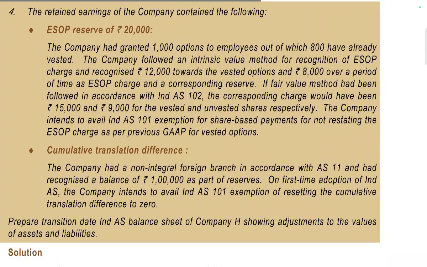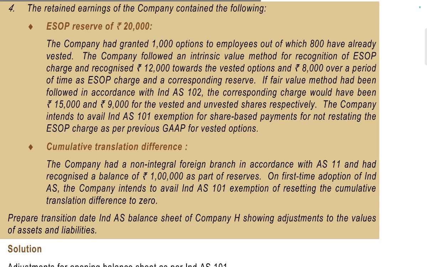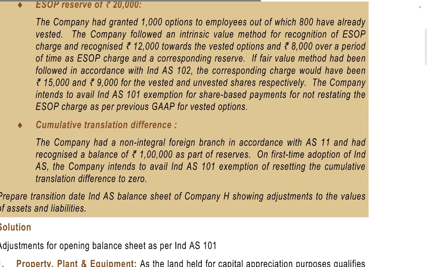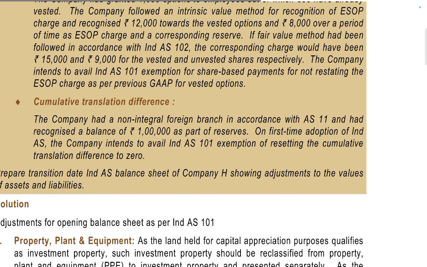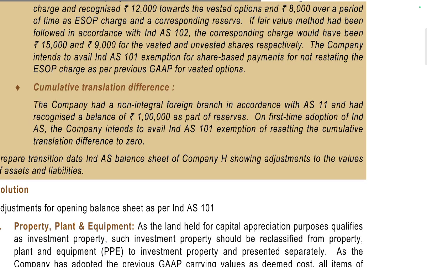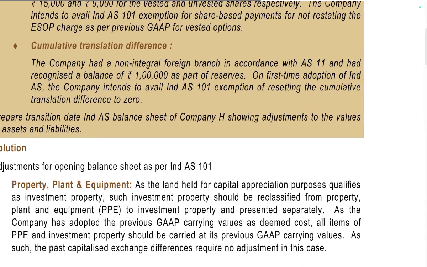The restated retained earnings of the company contain ESOP reserves. The company has granted 1,000 options to employees, out of which 800 have already vested. The company follows the intrinsic value method to recognize the ESOP charge and considered 12,000 towards vesting of 8,000 options over the period of time, with a corresponding reserve. The fair value method has been followed in accordance with Ind AS, and the corresponding charge has been 15,000 and 9,000 for vested and unvested shares respectively.